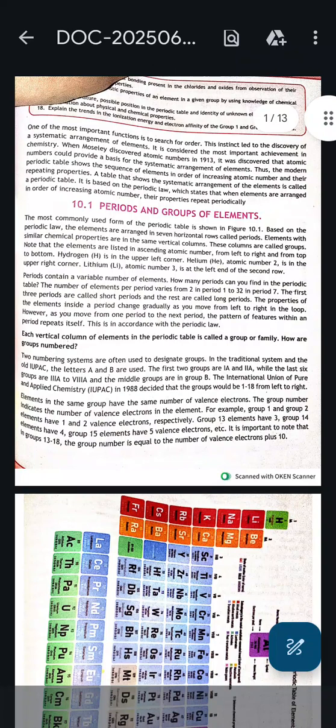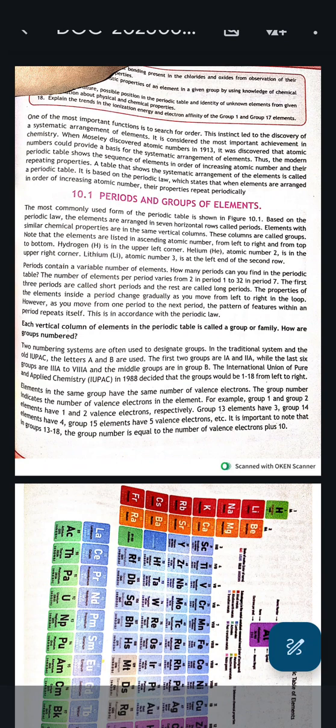When Moseley discovered atomic numbers in 1913, it was discovered that the atomic numbers could provide a basis for the systematic arrangement of elements. Thus, a modern periodic table shows the sequence of elements in order of increasing atomic number and their repeating properties. A table that shows the systematic arrangement of the elements is called the periodic table. It is based on the periodic law, which states that when elements are arranged in order of increasing atomic number, their properties repeat periodically.